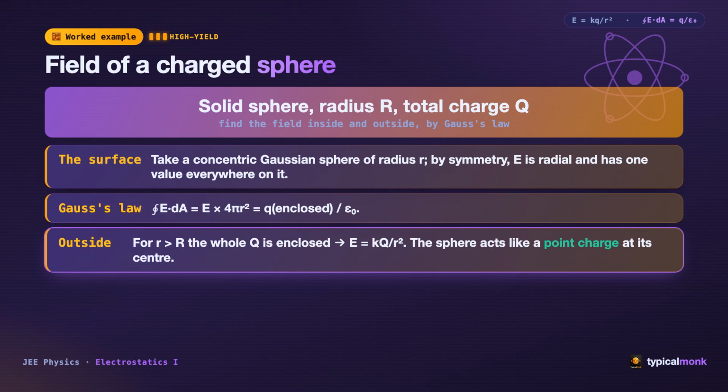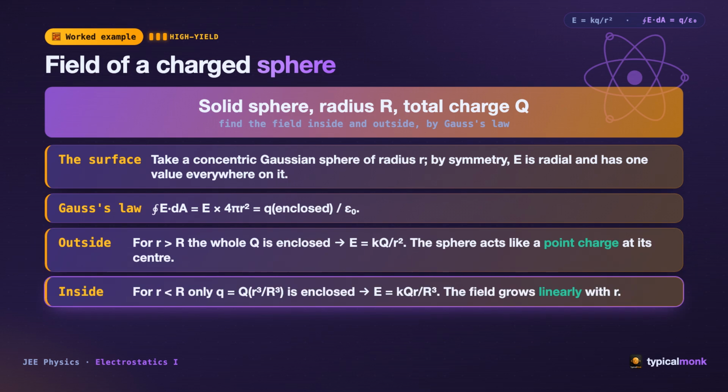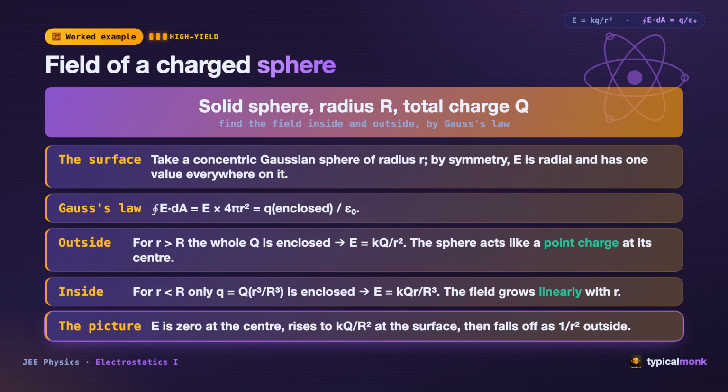Outside, for r greater than R, the whole charge Q is enclosed. So E equals kQ over r squared. The sphere acts exactly like a point charge sitting at its center. Inside, for r less than R, only the charge within, q equals Q times r cubed over R cubed, is enclosed. So E equals kQr over R cubed. The field grows linearly with r. The picture: the field is 0 at the center, rises to kQ over R squared at the surface, and then falls off as 1 over r squared outside.